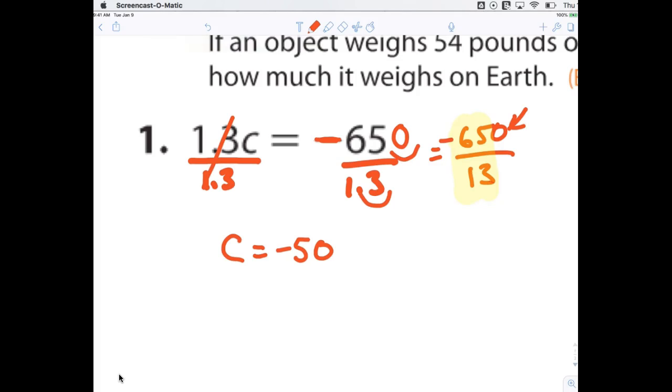To undo multiplication, we do what? To undo division, we do multiplication. To undo addition, subtraction. What about a fraction? Multiply by the reciprocal. So I feel pretty good about this.